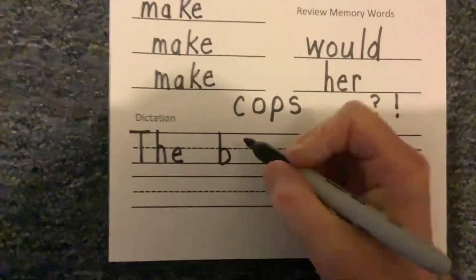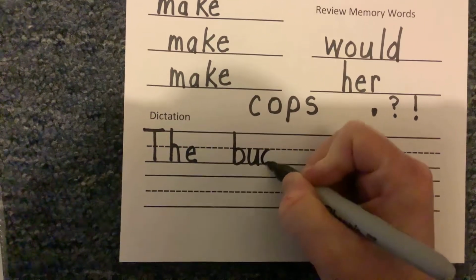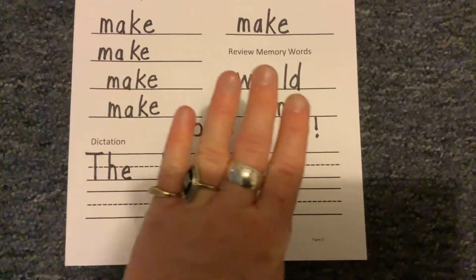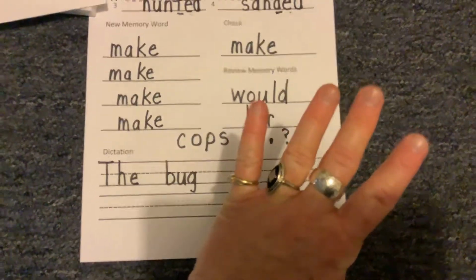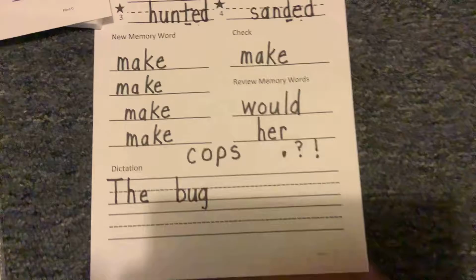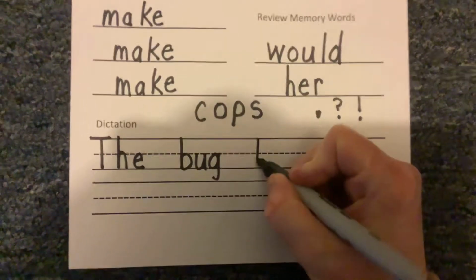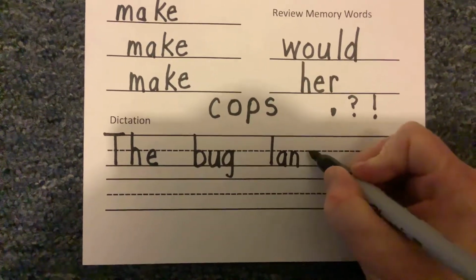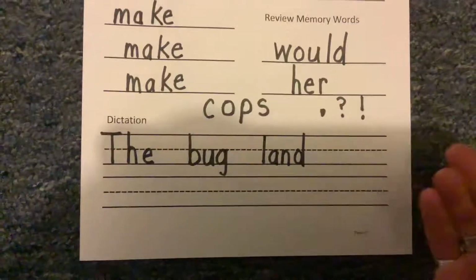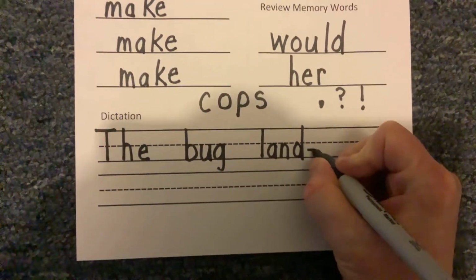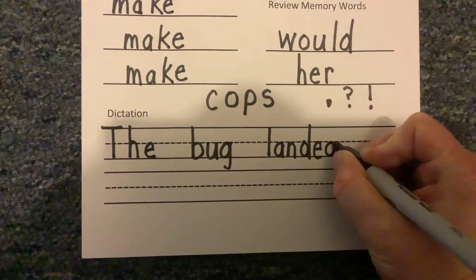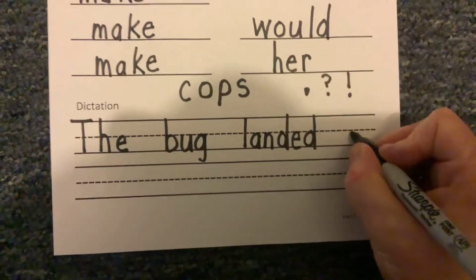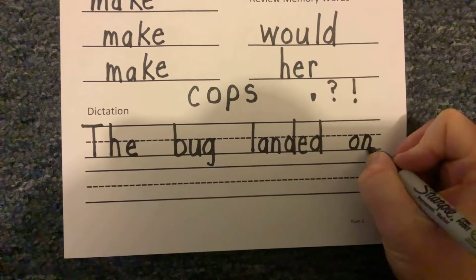The bug. Now, I hear the next word has a suffix. So let's do the base word first. The bug landed. Let's tap out land. L-and. Four sounds. Let's spell the base word. L-and. It's got the word and inside of it. L-and. But he did it in the past. The bug already did it. So what's that suffix? E-D. In the past. Landed.